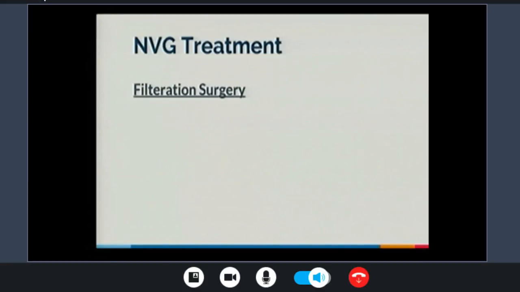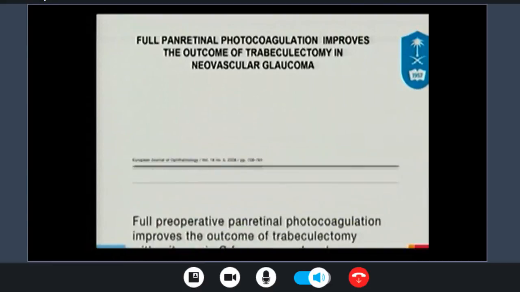Filtration surgery. In the remaining time, I will take probably 5 minutes or so, then I will stop for the questions. I would like to share with you our approach, our practice at King Abdulaziz University Hospital, from the late 90s up to now. This is a very interesting study. It's a prospective study, as I told you.